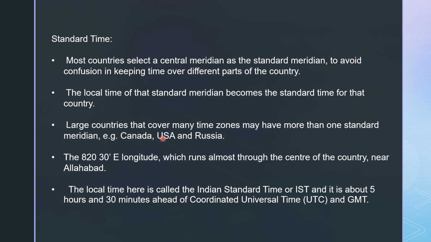Large countries that cover many time zones may have more than one standard meridian. Example: Canada, USA, and Russia. India's standard meridian is the 82 degree 30 minute east longitude, which runs almost through the center of the country near Allahabad. The local time here is called the Indian Standard Time or IST, and is about 5 hours and 30 minutes ahead of Coordinated Universal Time (UTC) and GMT.